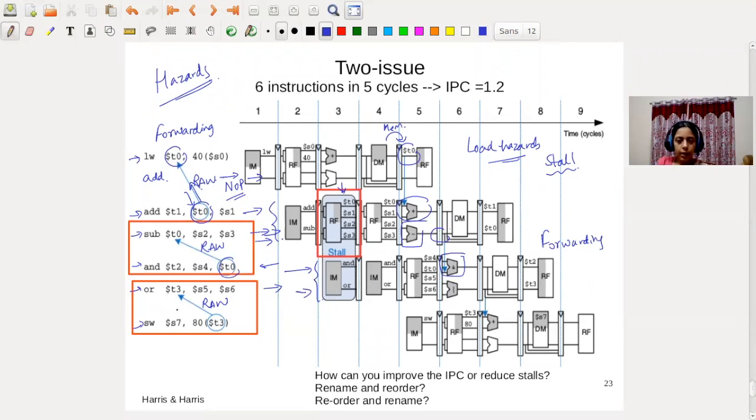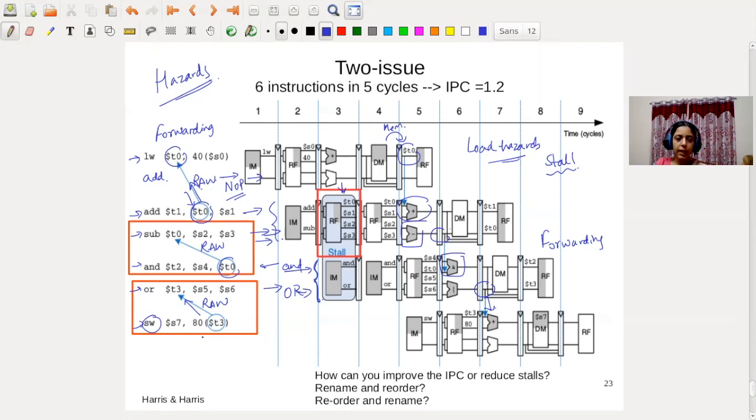Then the last instruction is the store. The store has a dependency on the previous OR, but again, that is not going in the same bundle as the OR. So the AND is here, the OR is in this bundle, and the store is going in a different bundle. So once you forward the data from the OR instruction to the ALU of the next store, you can continue without any stalls.